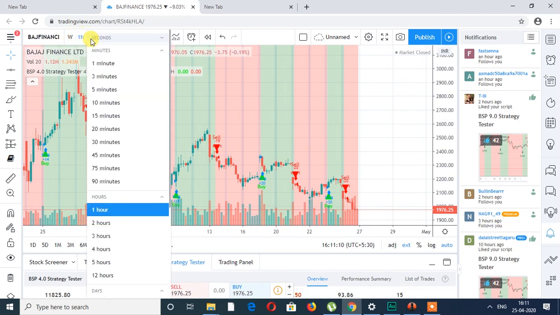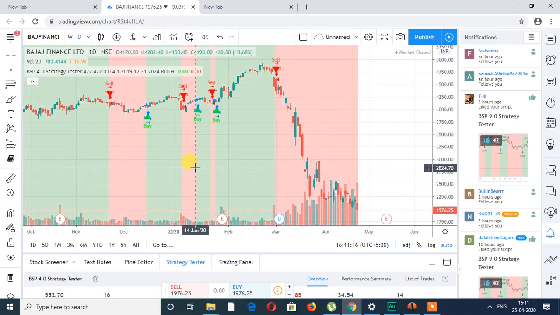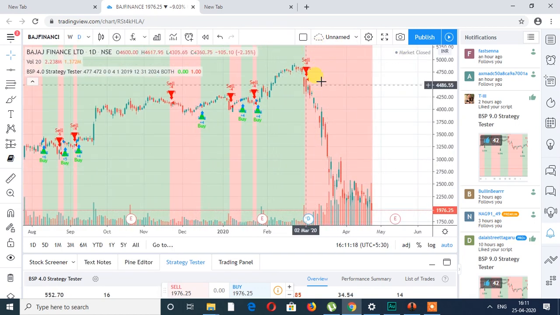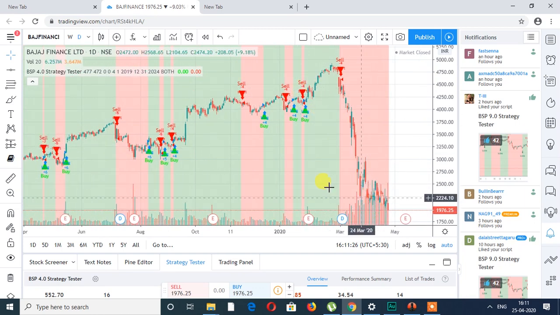Now, if you are a long-term investor, you can use a daily chart. In the daily chart, you can see that Bajaj Finance has been on the sell side from March 2nd, and it is continuing its trend.